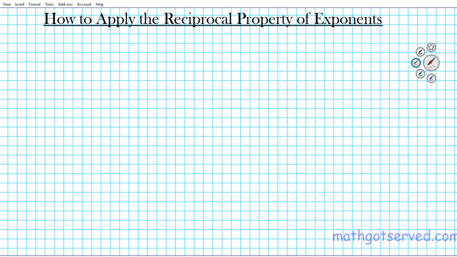To get us started, let's take a look at the reciprocal property of exponents formula. So the formula for the reciprocal property of exponents is as follows. If you have x raised to negative a, this is equal to 1 over x to the a power. This is the formula that we're going to be using to guide our reciprocation process in the examples that we're going to be doing.